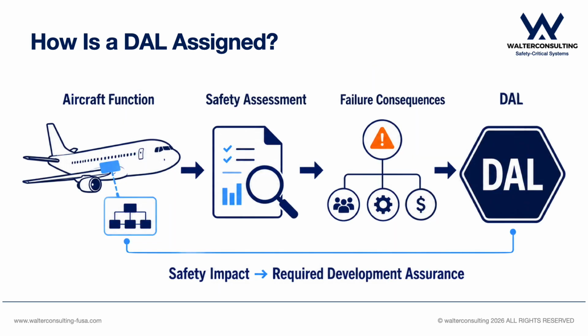Development assurance levels are not selected arbitrarily. They result from structured safety assessment activities performed during aircraft and system development. These analyses evaluate the potential consequences of failures and help determine the appropriate level of development assurance. The detailed assignment process involves several important engineering activities and deserves a dedicated video of its own. For now, it is enough to understand that the DAL is the result of a systematic engineering process rather than a management decision or personal judgment. Once assigned, the DAL influences the remainder of the development lifecycle.